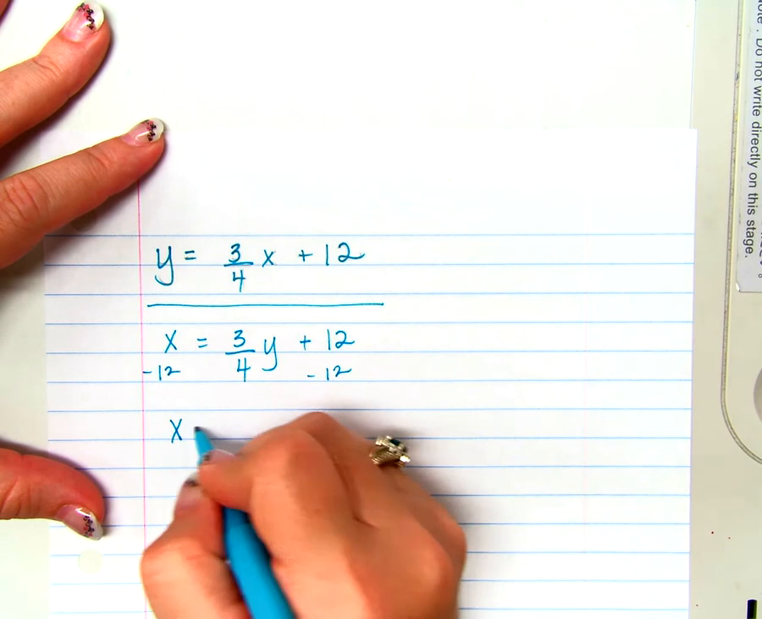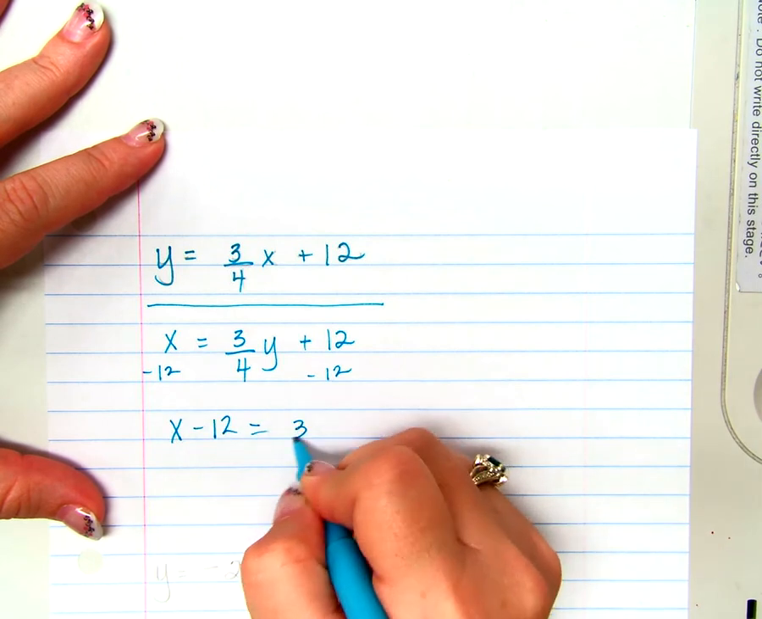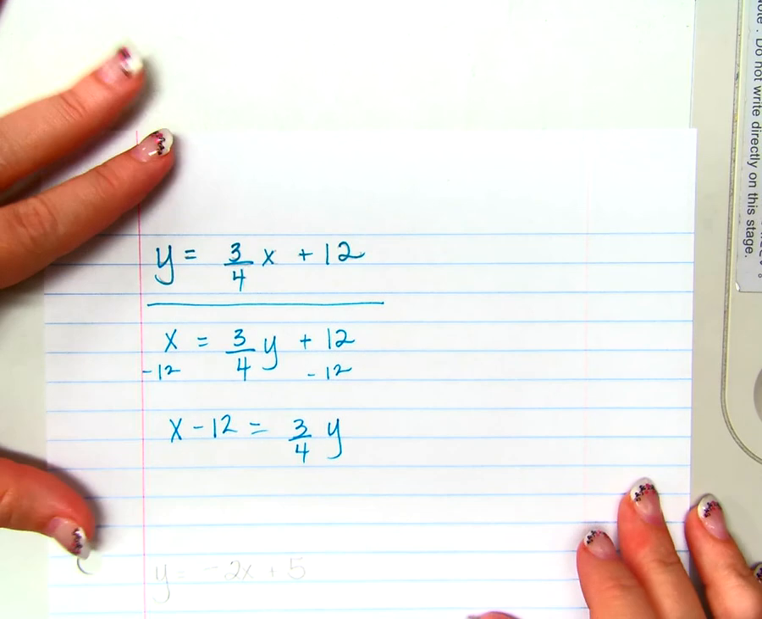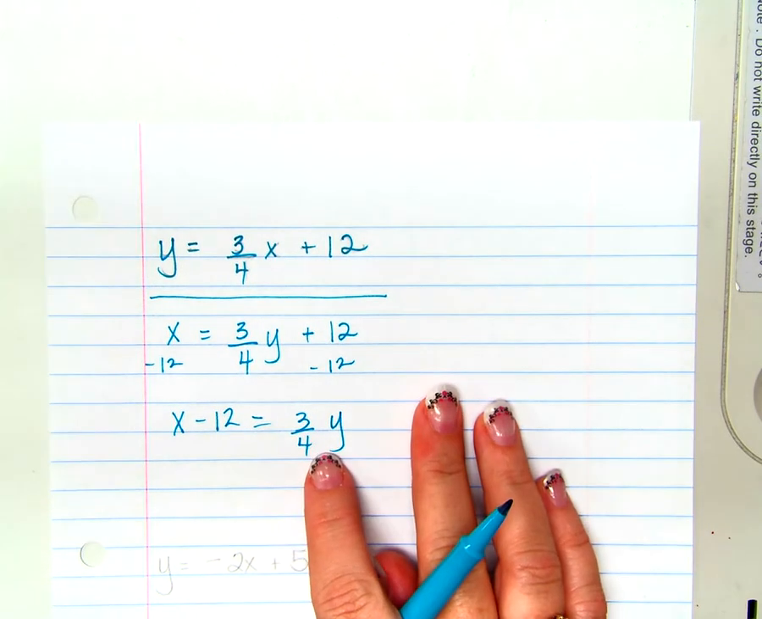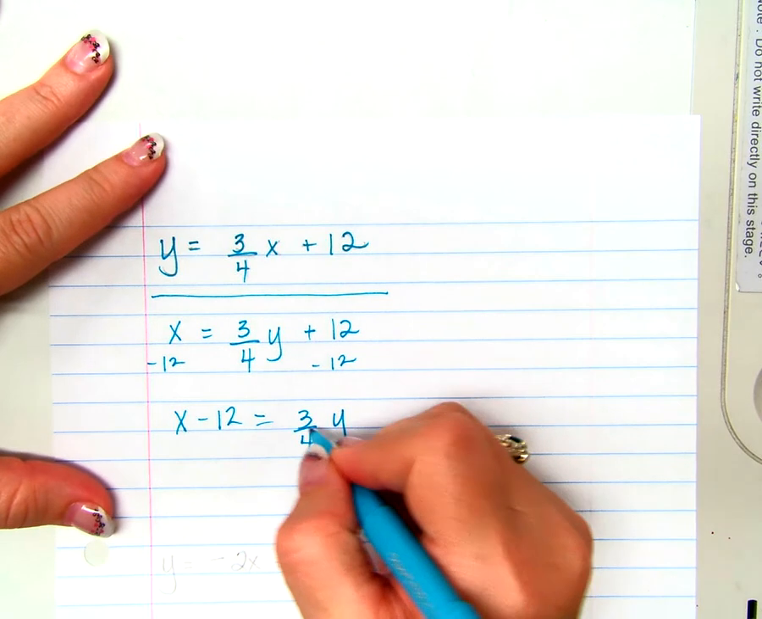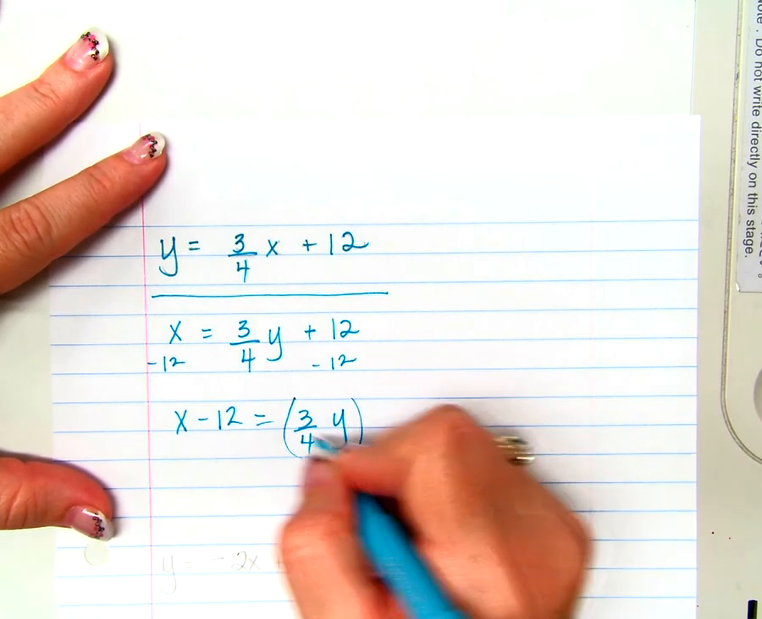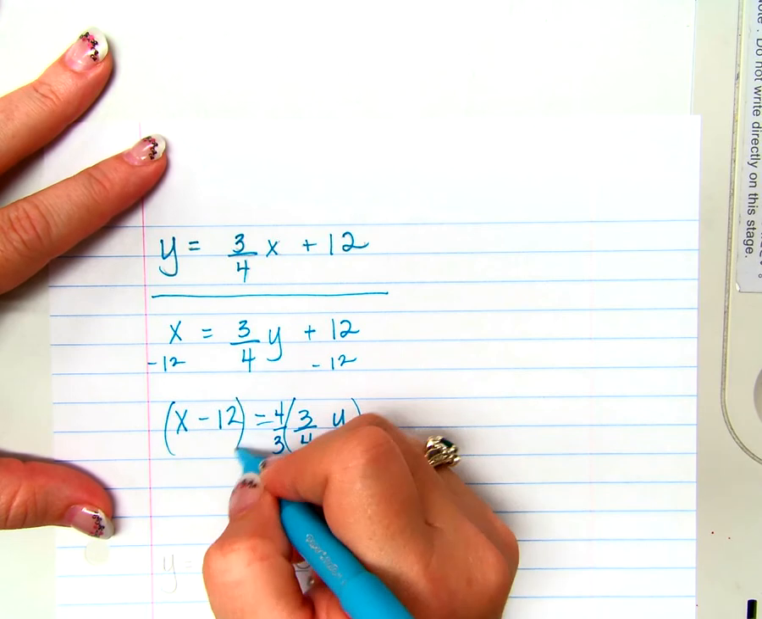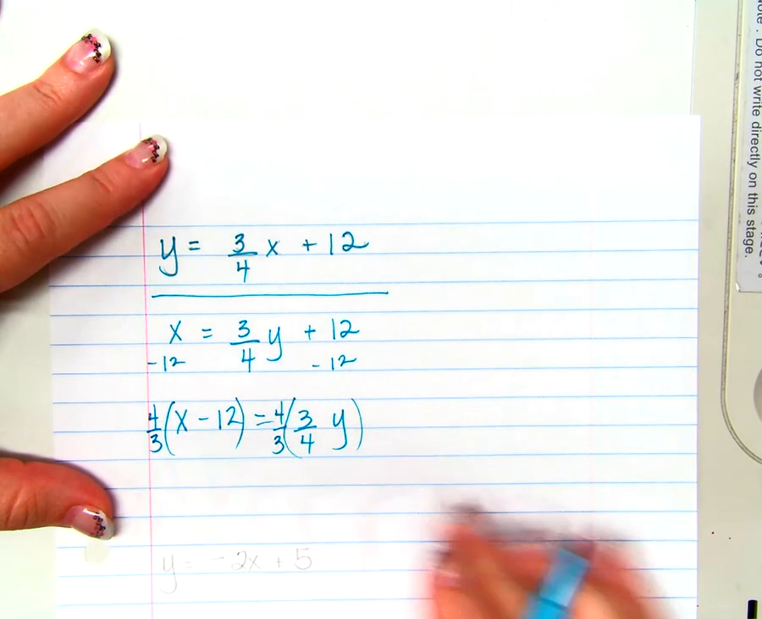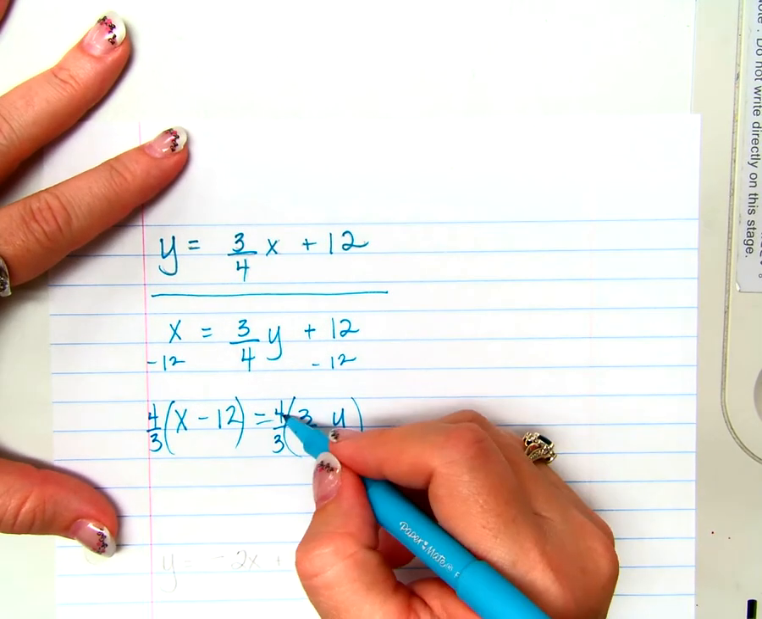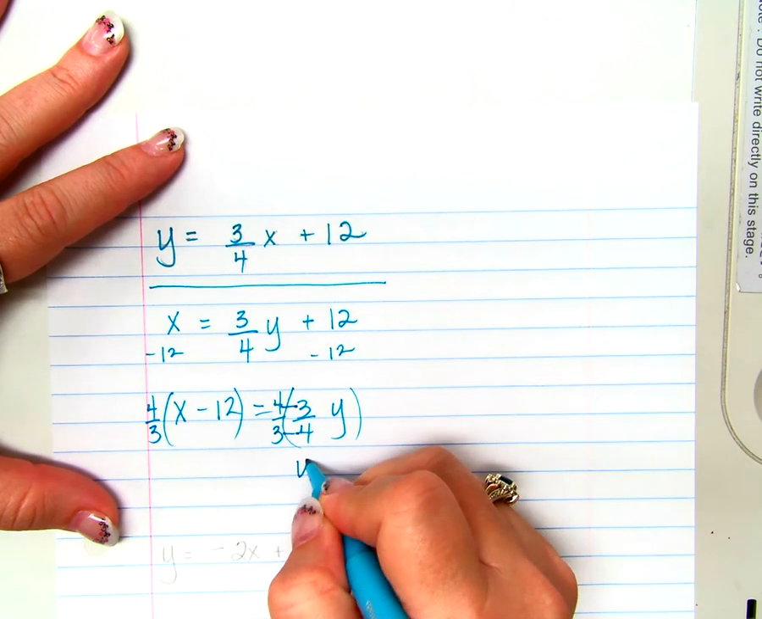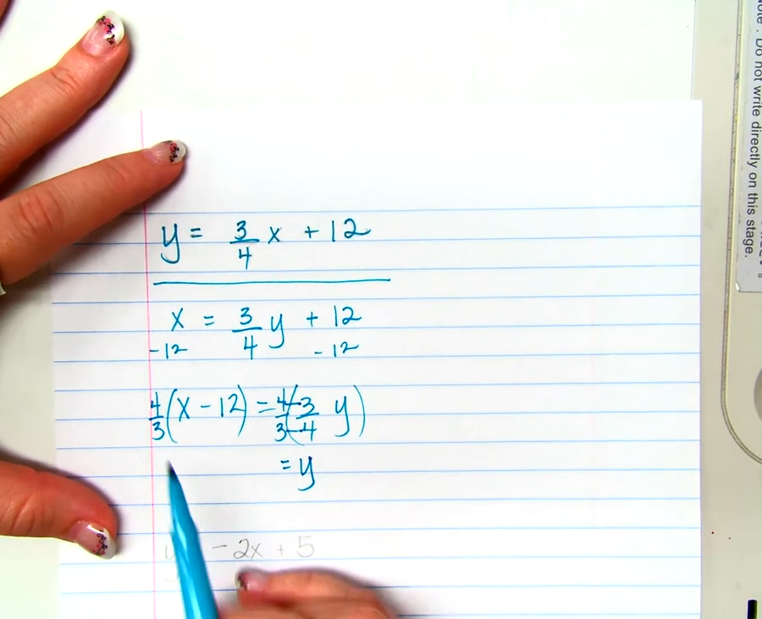We get x minus 12 equals 3/4 y. We don't ever divide by fractions. We always multiply by the reciprocals. So if I multiply this side of the equation by 4/3, then I have to multiply this side of the equation by 4/3. 4 times 3 is 12, 3 times 4 is 12, 12 divided by 12 is 1. I just get y. This side.